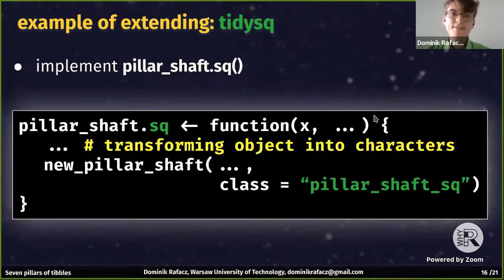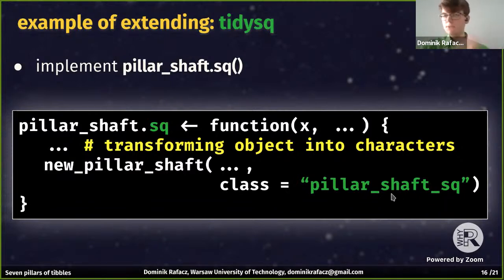The first function is pillar_shaft.sq, where of course sq is the name of the class we want to print. And this function transforms our object into character vectors in some way. We will skip the details. And after that, this transformed object is provided to the new_pillar_shaft function with the specified return type of the object.